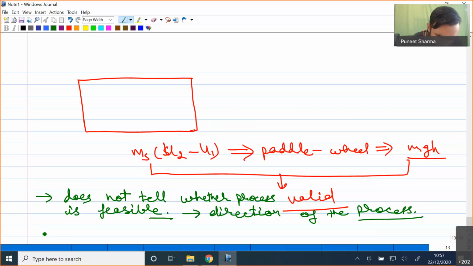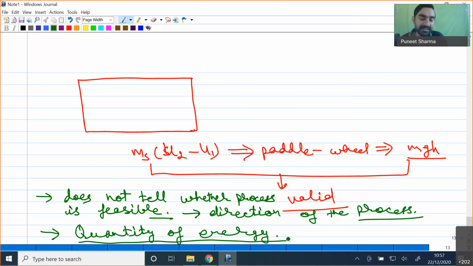Apart from that, it only talks about quantity of energy. The first law of thermodynamics only talks about quantity of energy, that we are converting some quantity of energy from one form to another form. Now, which form of that energy has the highest potential for doing some useful amount of work, that is referred to as the quality of work. So we cannot infer anything about the quality of work from the first law of thermodynamics. These are a few limitations of the first law of thermodynamics.